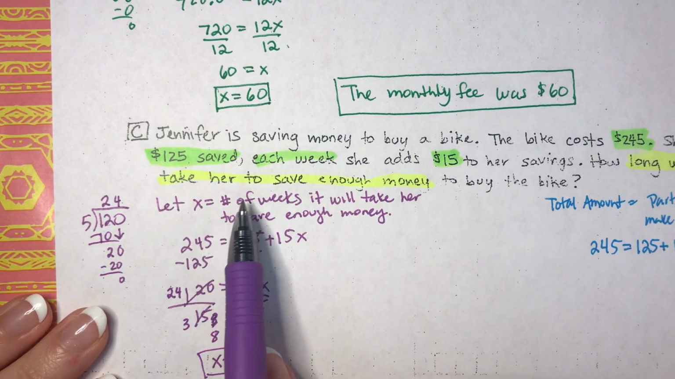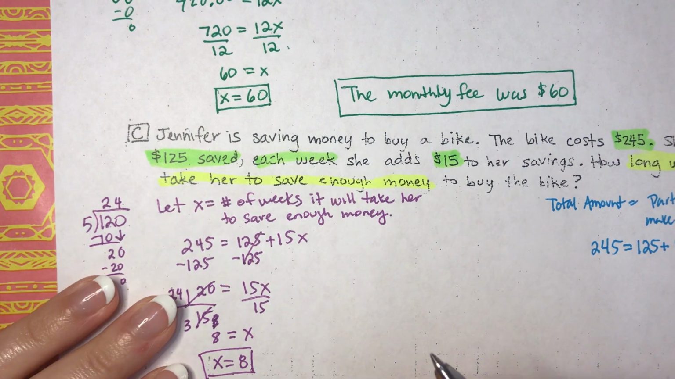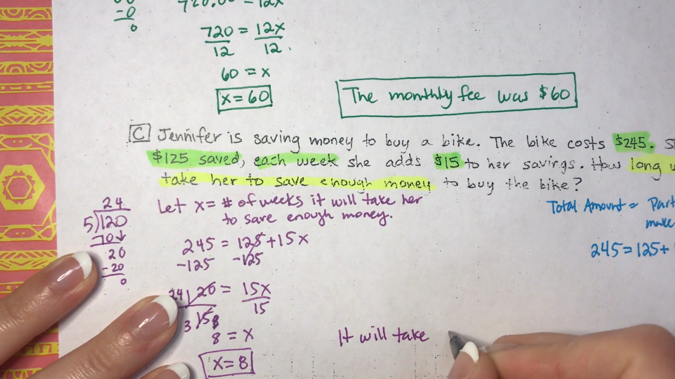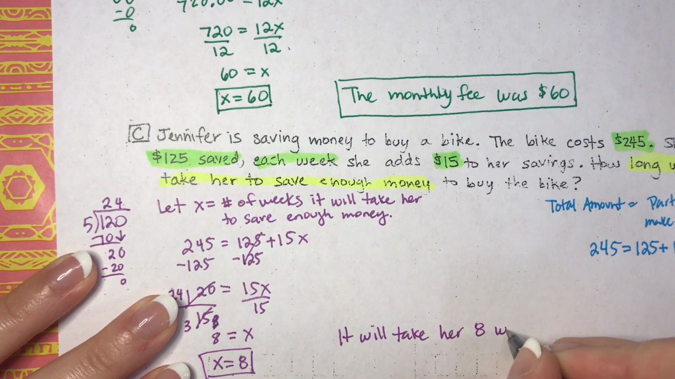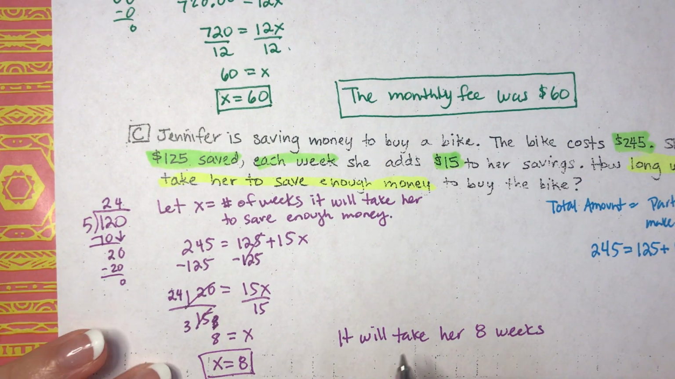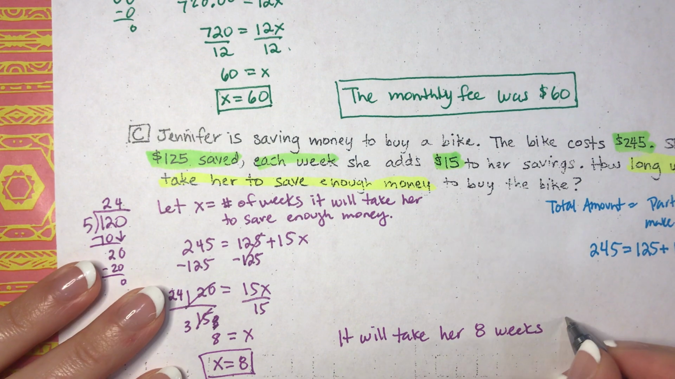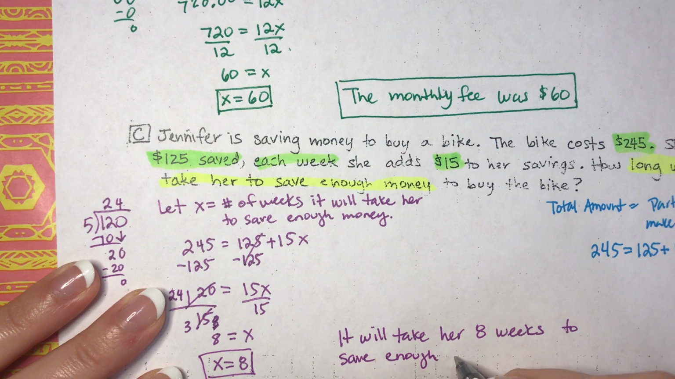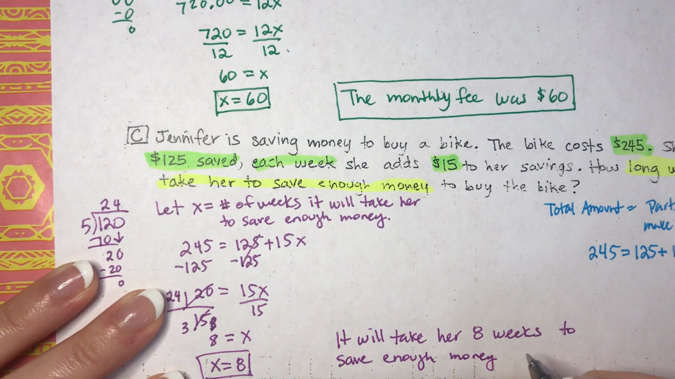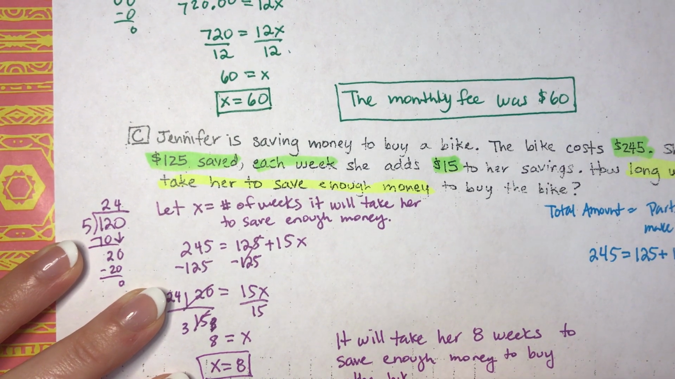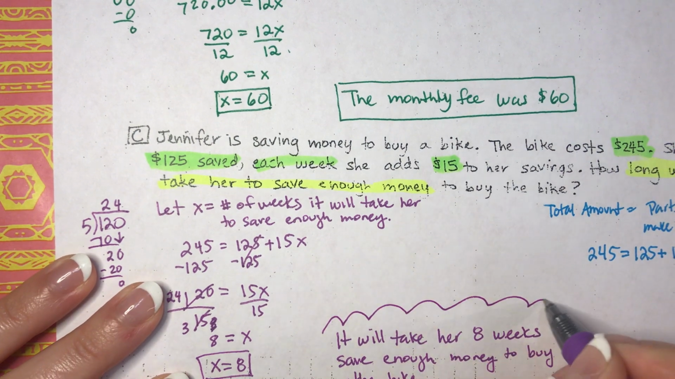So how long will it take her to save enough money to buy the bike? It will take her 8 weeks. And make sure you answer a story problem or application in the form of a sentence. It will take her 8 weeks to save enough money to buy the bike. And there we go. That is the answer.